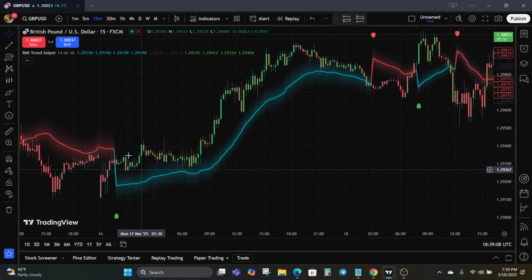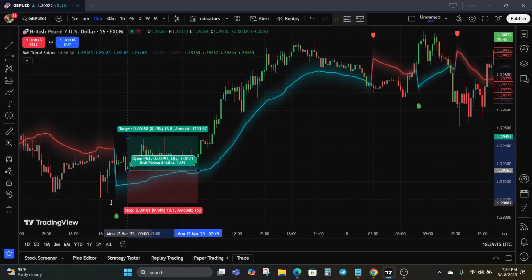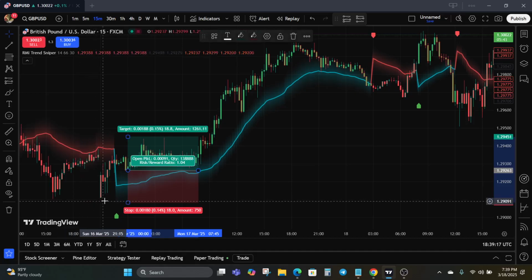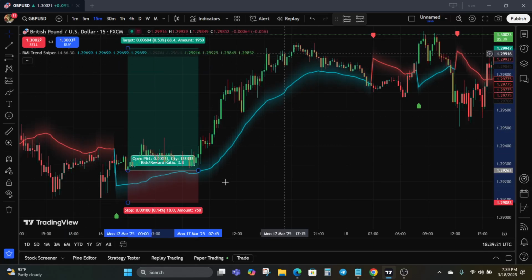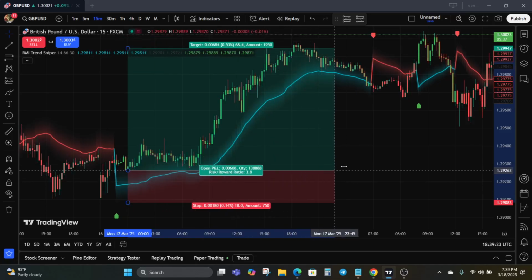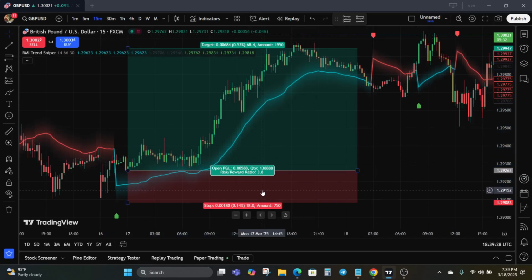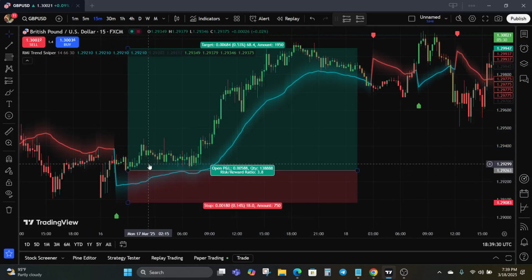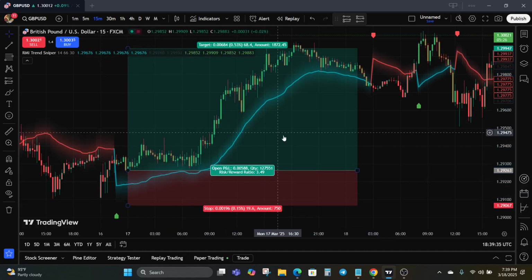Let's say you enter a buy trade around here, set your stop loss below the swing low, all right? And then for your take profit, you can target resistance zones. So if you enter a buy, ensure that you set your stop loss below the previous swing low, and then your take profit can be around resistance zones.